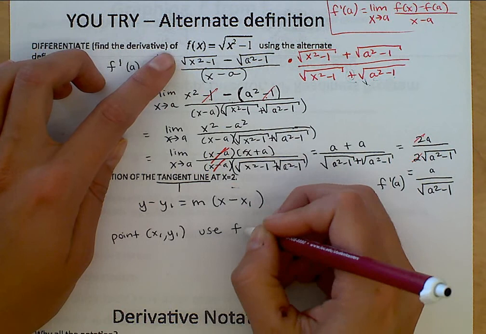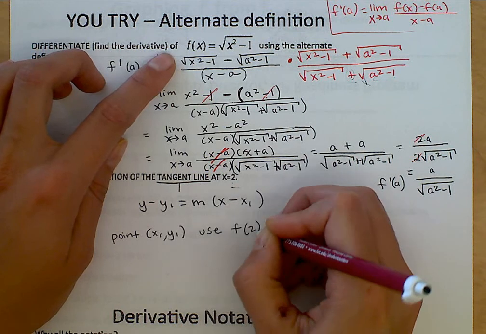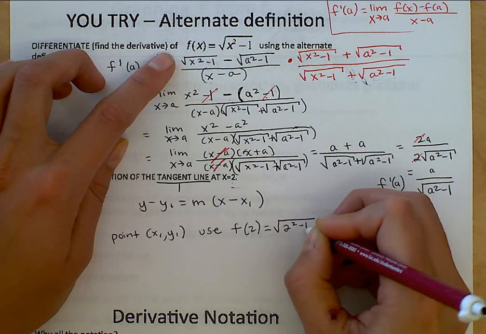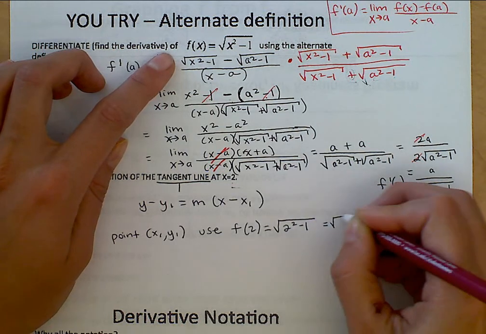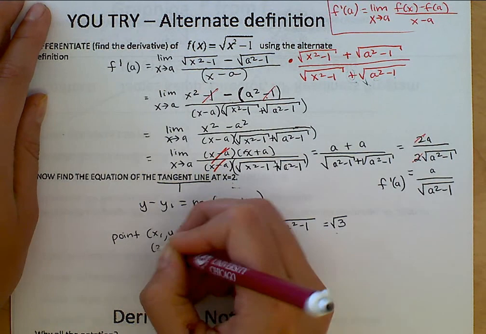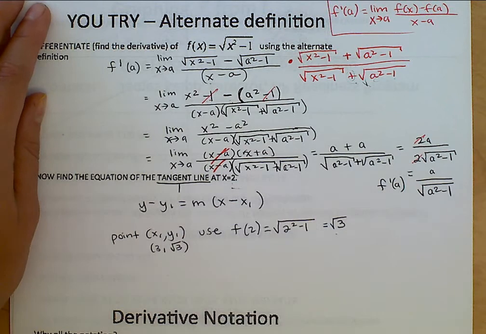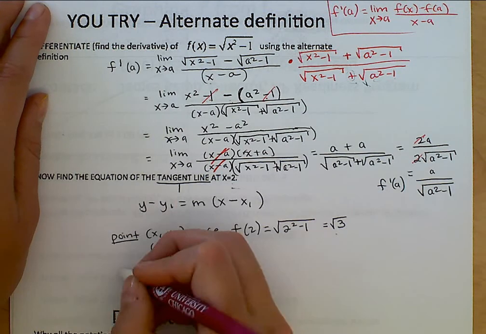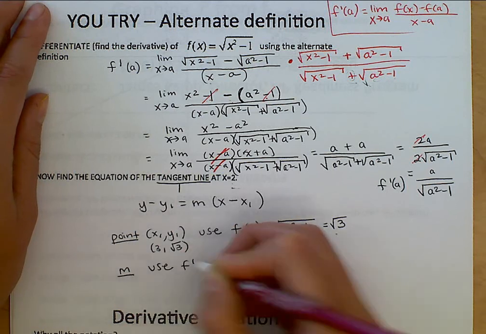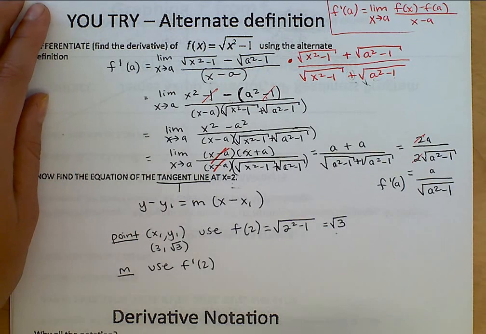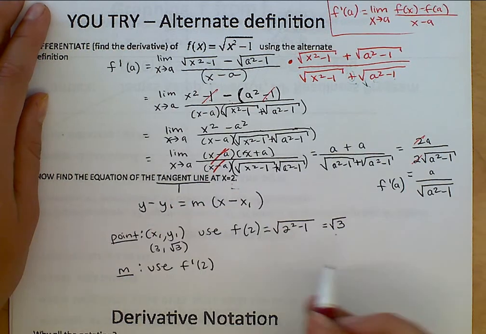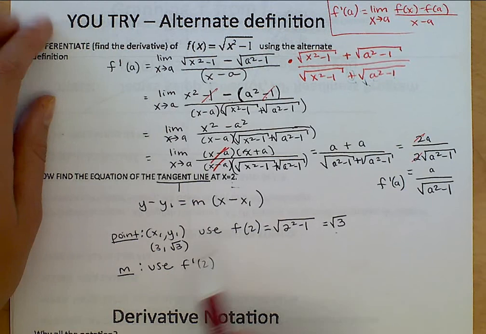So since x is 2, I will plug 2 into f. And I get the square root of 2 squared minus 1, which is the square root of 3. So that is my y value. So my point is going to be 2, square root of 3. And then to find the slope, I will use f prime of 2. So for my point, I get x1, y1 by using the original function. The slope, I use f prime.